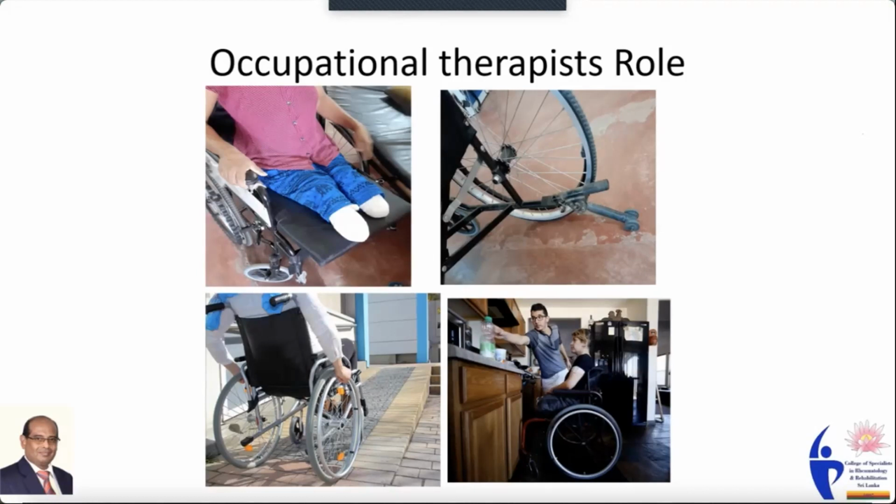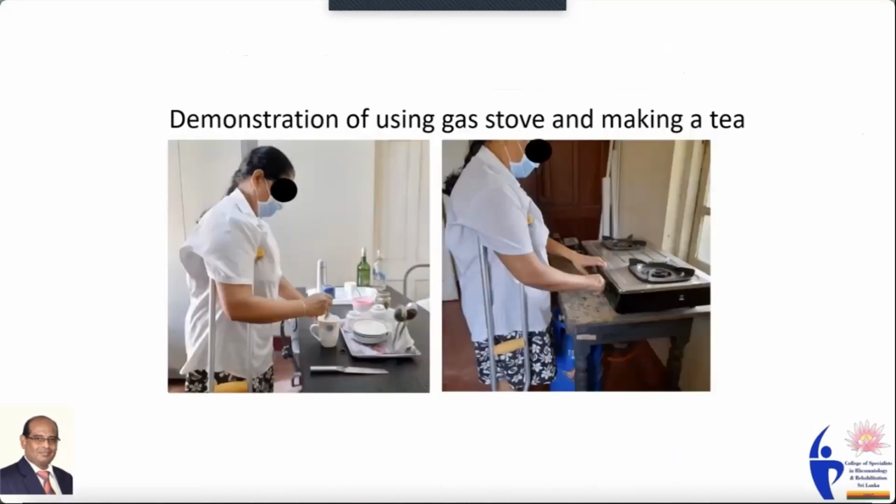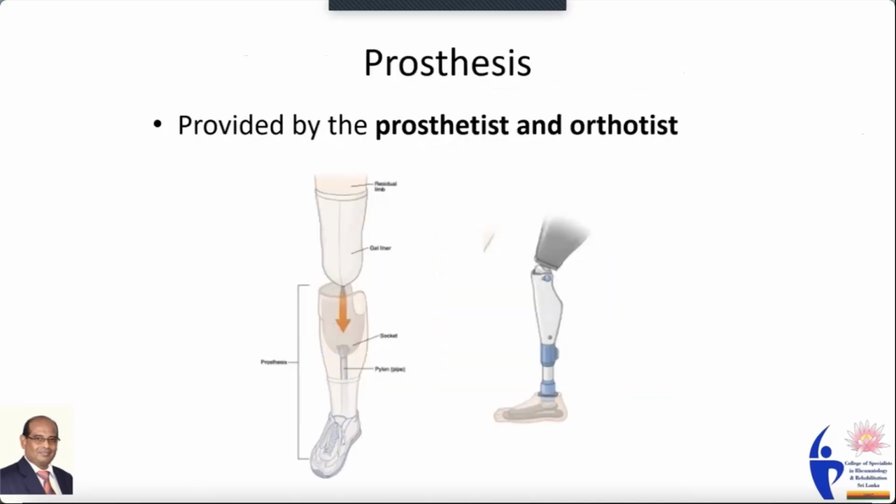Again, they need to assess their house and workplace for accessibility, as well as whether they are able to reach and get things for work or housework at home or office. They train them to do things on crutches even without prosthesis, and then the prosthesis is provided by the prosthetist and orthotist.